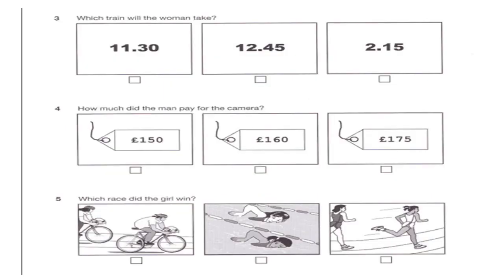Three. Which train will the woman take? When is the next train to Ashford? I'm afraid you're just too late for the 11:30. The next one is 12:45, but you'll have to change trains. The 2:15 is quicker because it goes straight to Ashford. I don't mind changing trains. I'll have a return ticket, please. There you are.